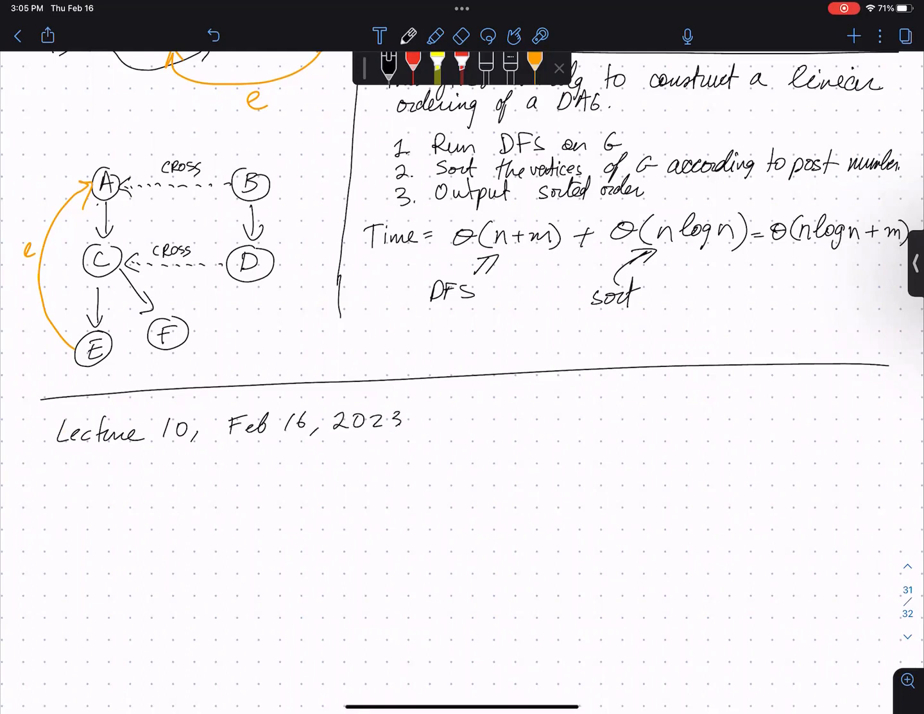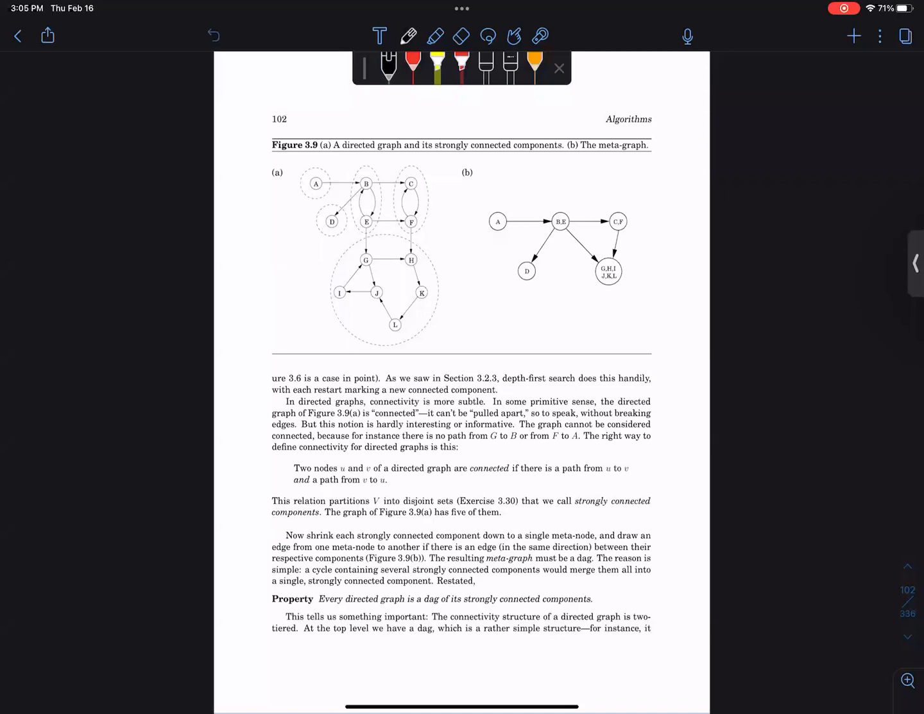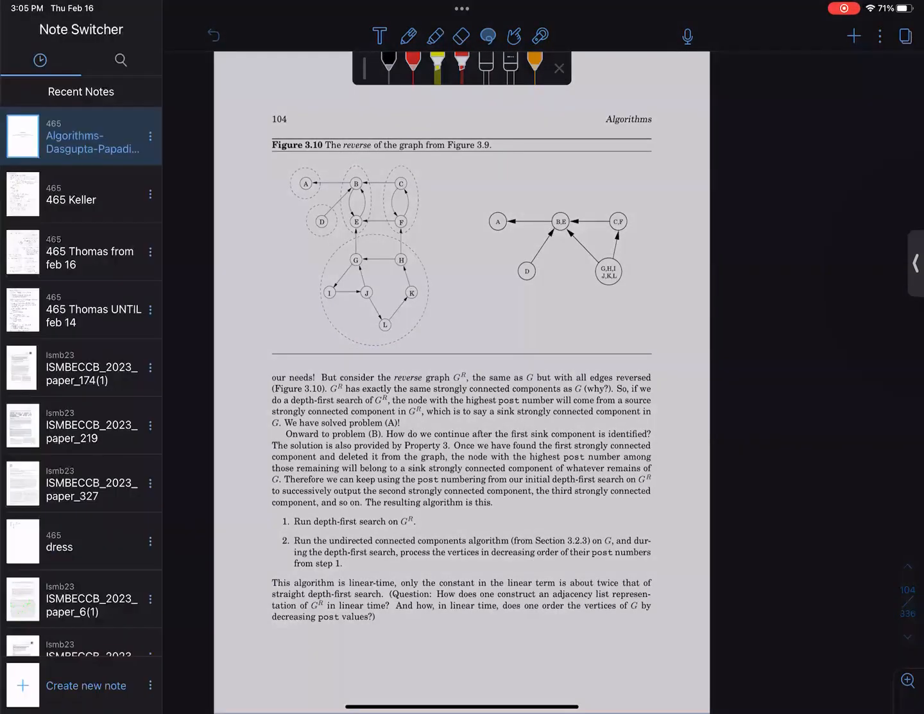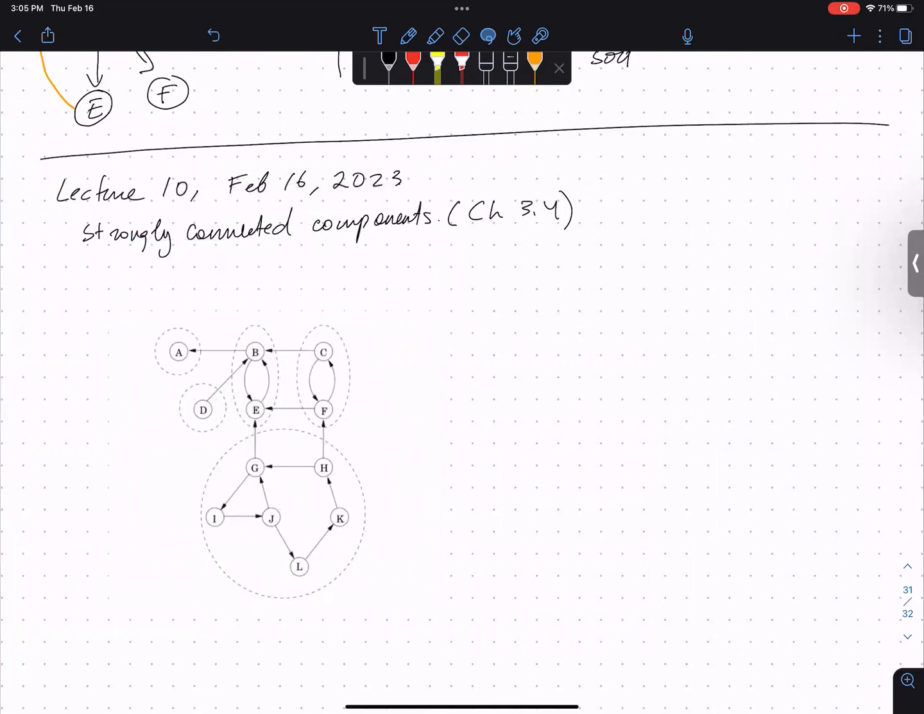Let's get started. Today's lecture is going to be on strongly connected components. This is in your book, chapter 3.4. Let's take an example from your book of a graph here.